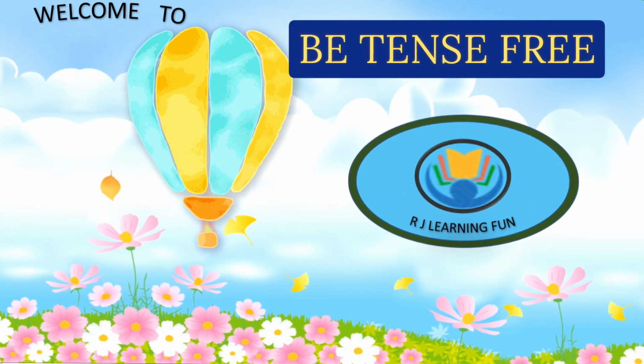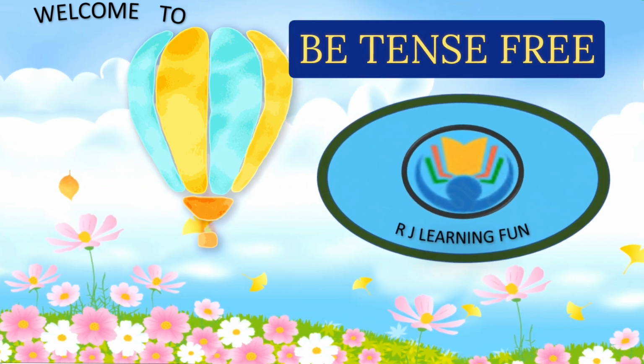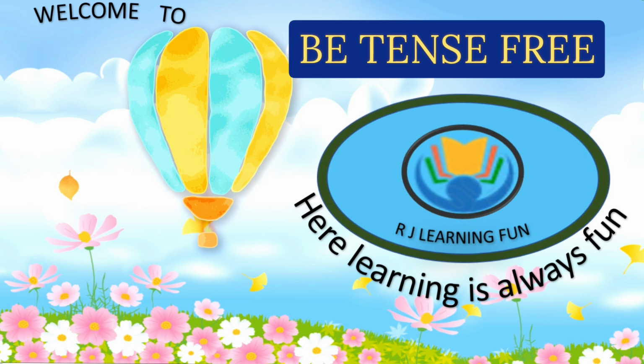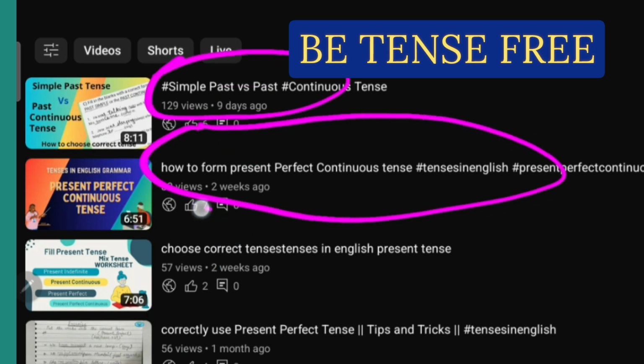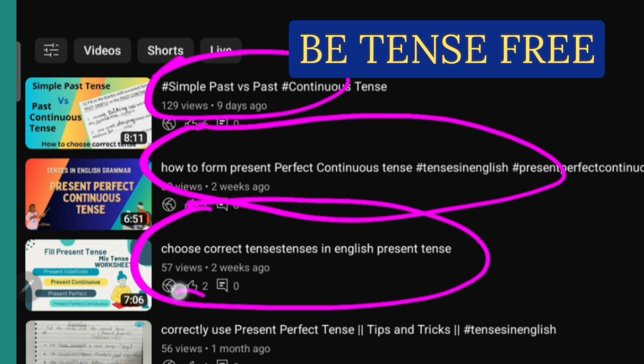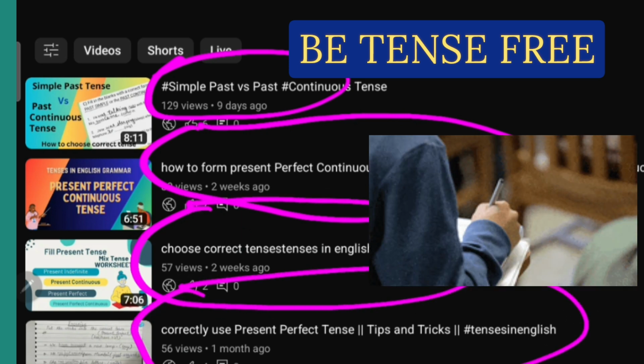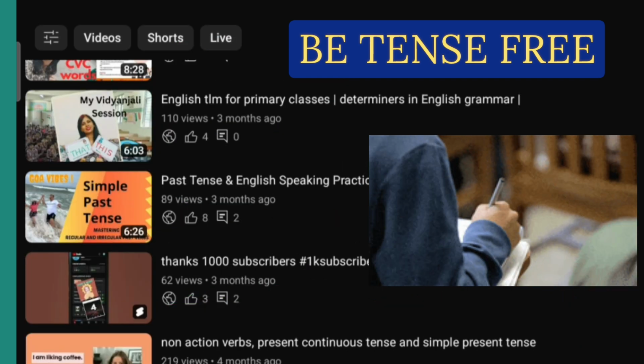In the series of Be Tense Free, we are going to demystify the correct tense usage in English sentences. Although I have already made separate videos on each of these tenses, links are shared in the description box. But today we will learn some very simple tips and tricks to fill in the correct tense. So grab your notebook and pen, let's jump right in.